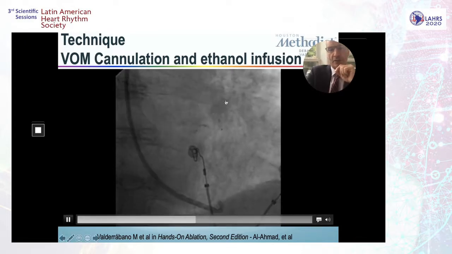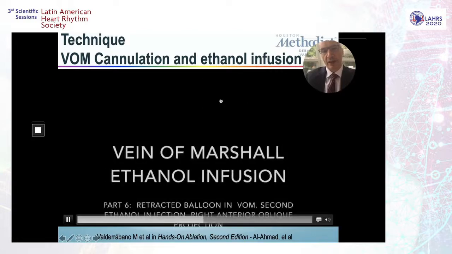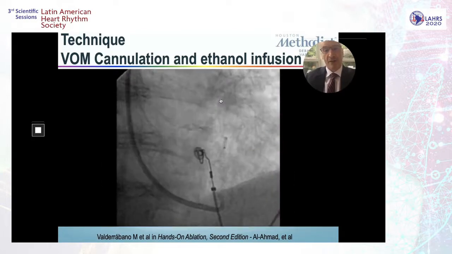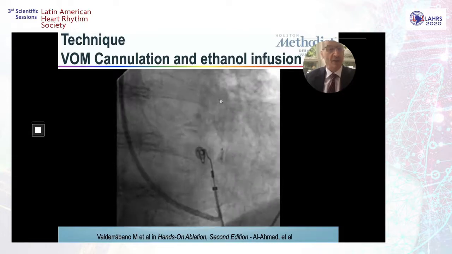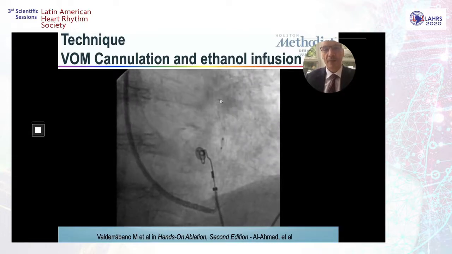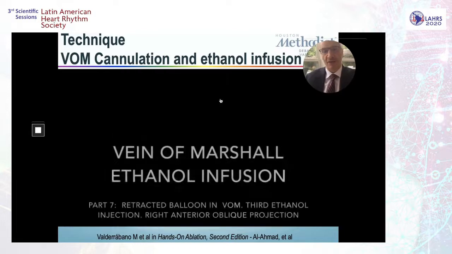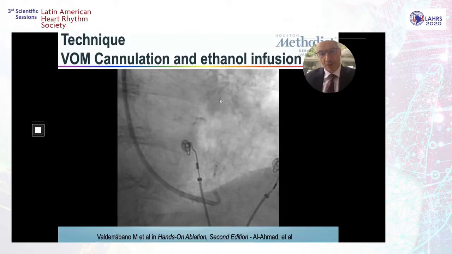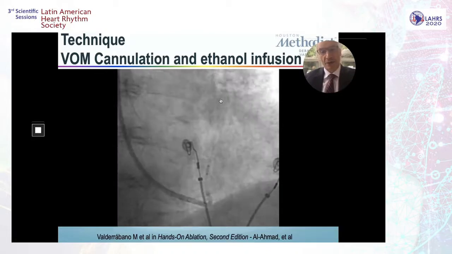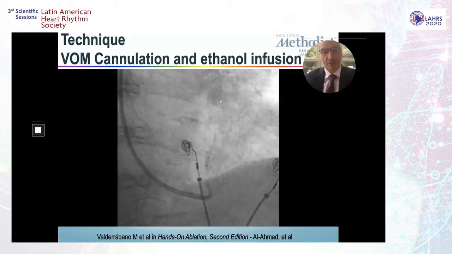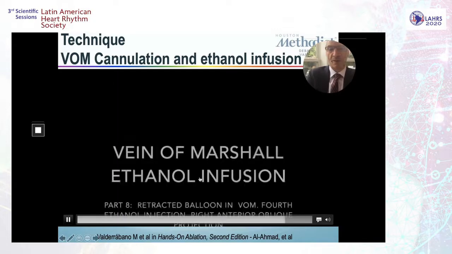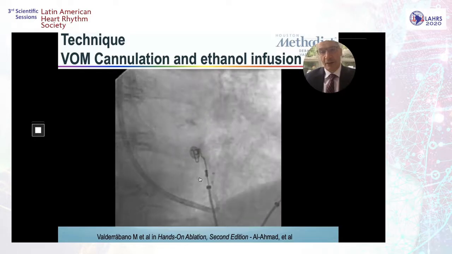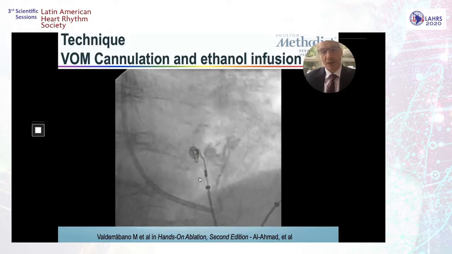You will see some myocardial staining, that is okay. That's where we deliver the first ethanol infusion. Then we retract the balloon, inflate it more proximally, and give a second infusion of ethanol. You can see with contrast the outline of the branching of the vein of Marshall. Then we retract the balloon, inflate it again more proximally, and deliver a third infusion of ethanol to make sure the alcohol goes into these proximal branches. And finally, a fourth or a fifth injection of ethanol in the most proximal aspect of the vein of Marshall.